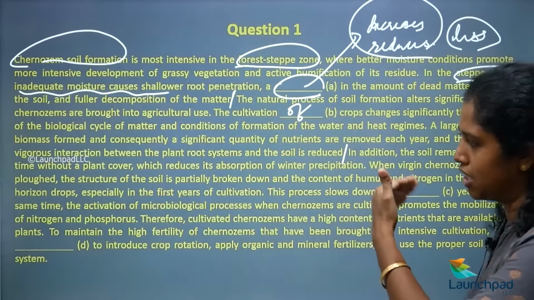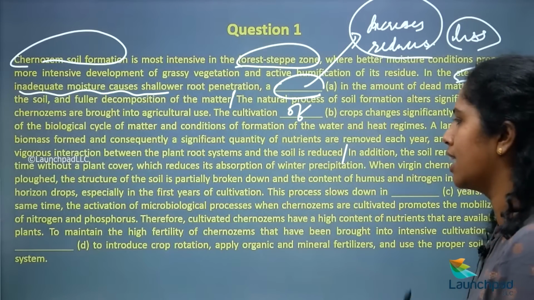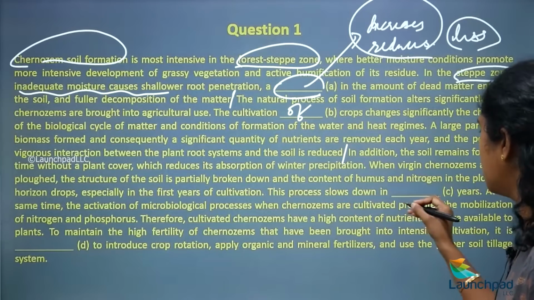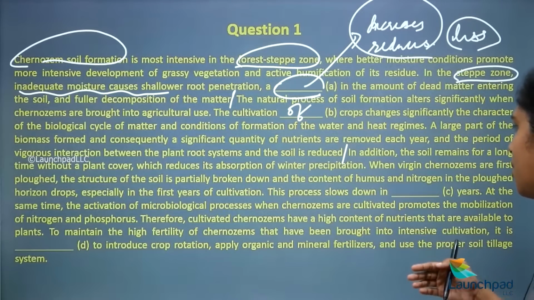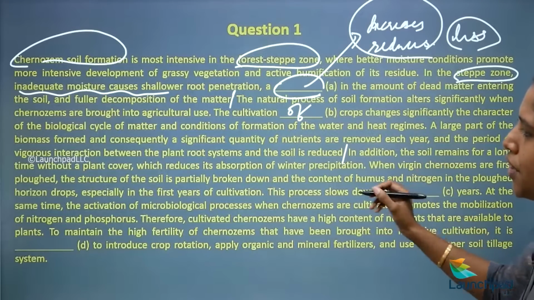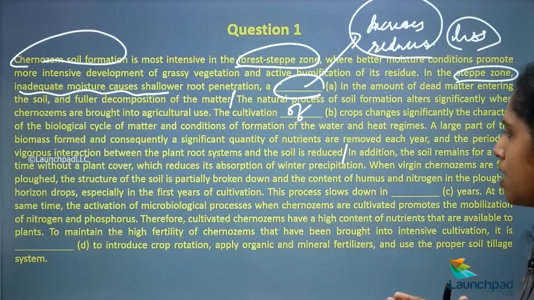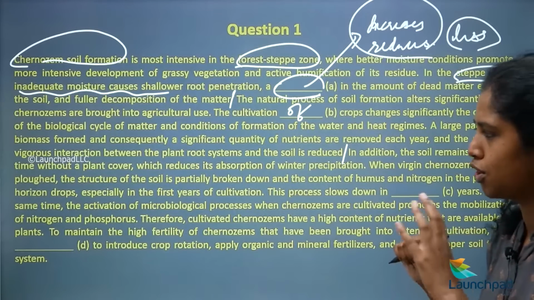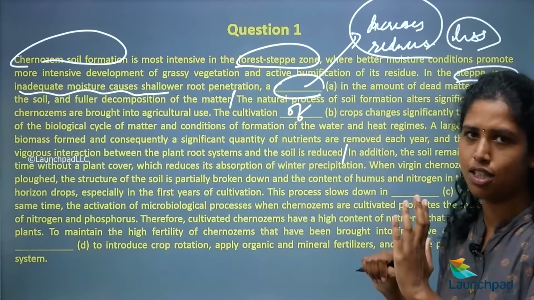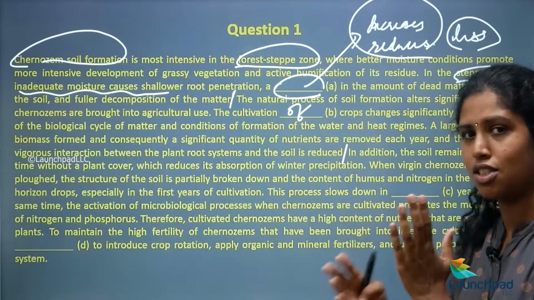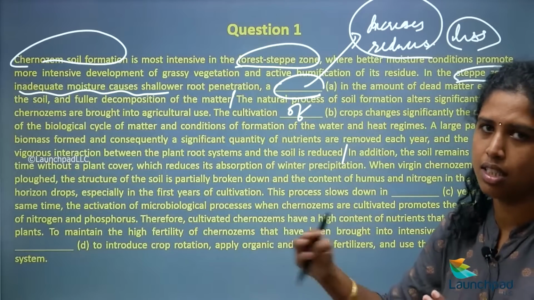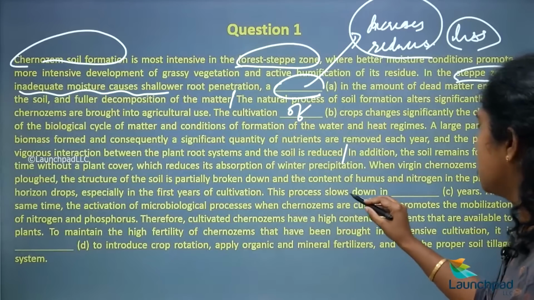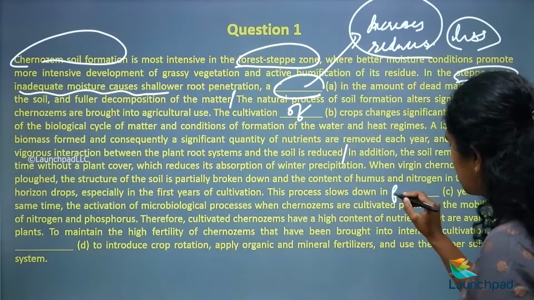So they're telling, initially when you're cultivating, there are certain changes. Now, this process slowed down in dash years. Okay. So if you see, in the first plot, the structure of the soil is partially broken down and the content of humus and nitrogen in the plowed horizon drops, especially in the first years of cultivation. So they're talking about the first years. So next, what will be happening in the future years? What are the years that are coming? So you can see that it slows down in the future years. Yes.